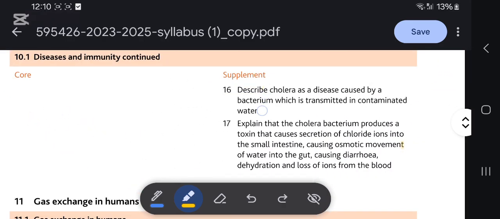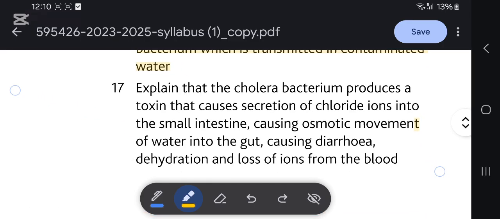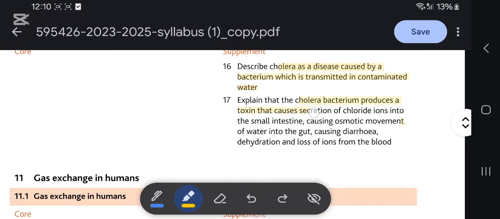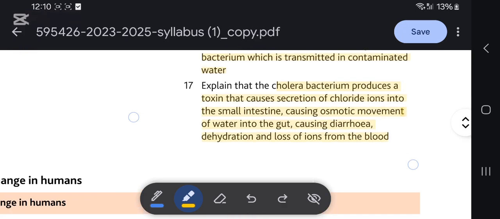Cholera is a disease which is caused by a bacterium which is transmitted in contaminated water. This bacteria is present in contaminated water, and it produces a toxin that causes the movement of chloride ions into the lumen of the small intestine, and this is going to cause water to move.